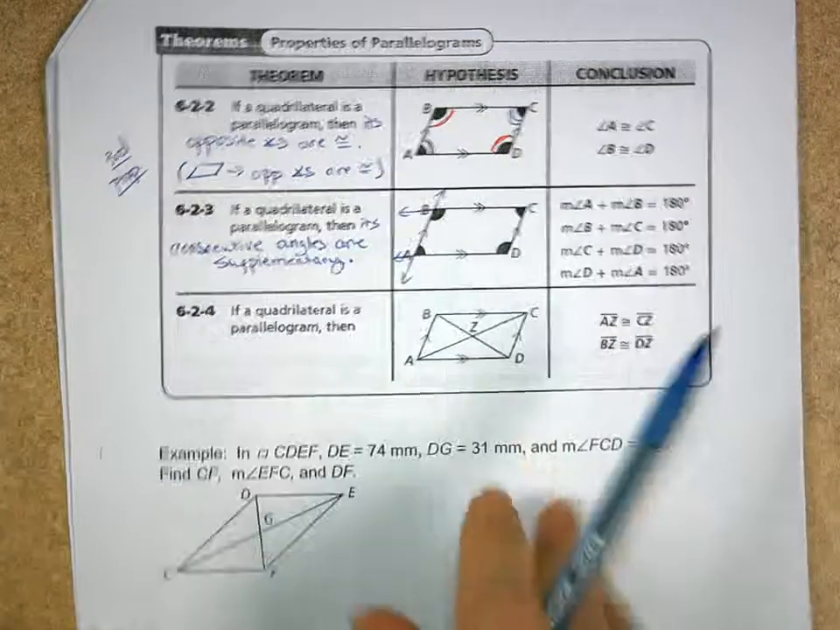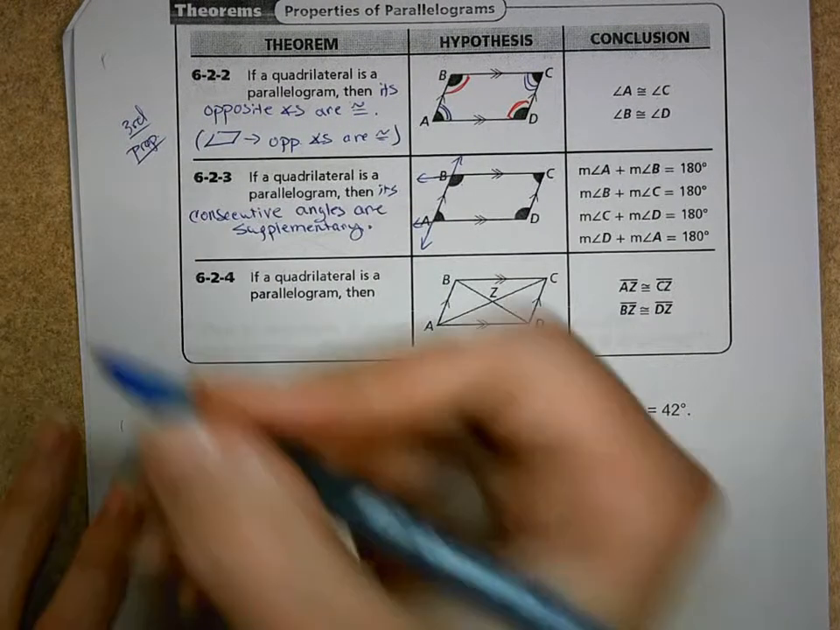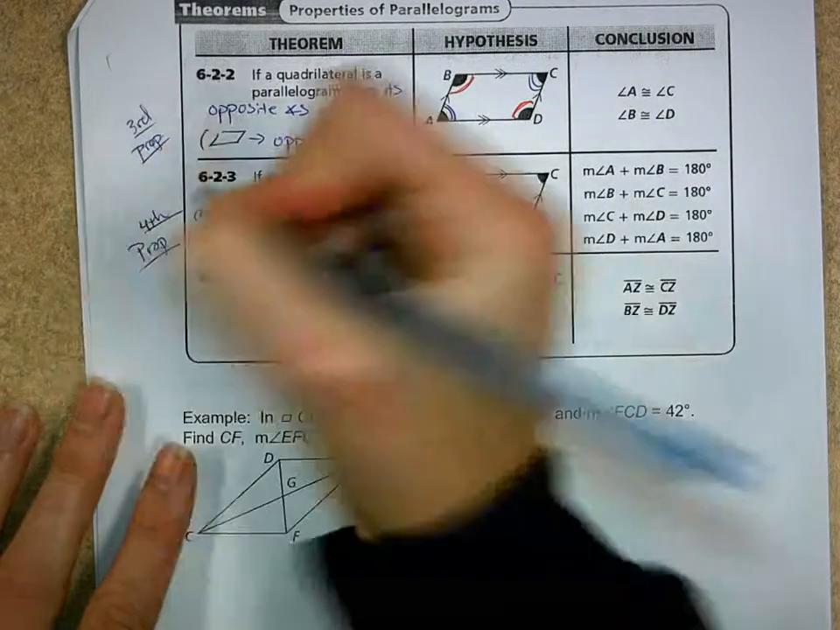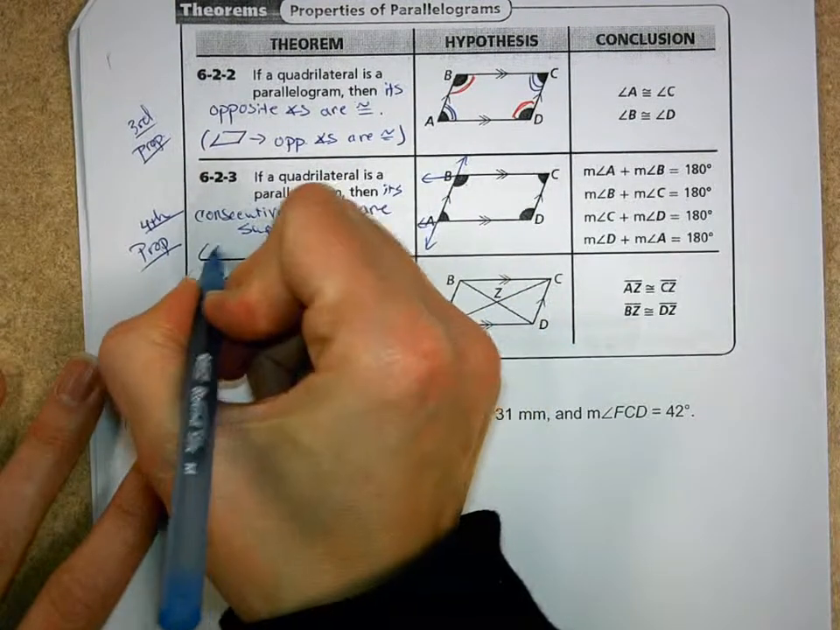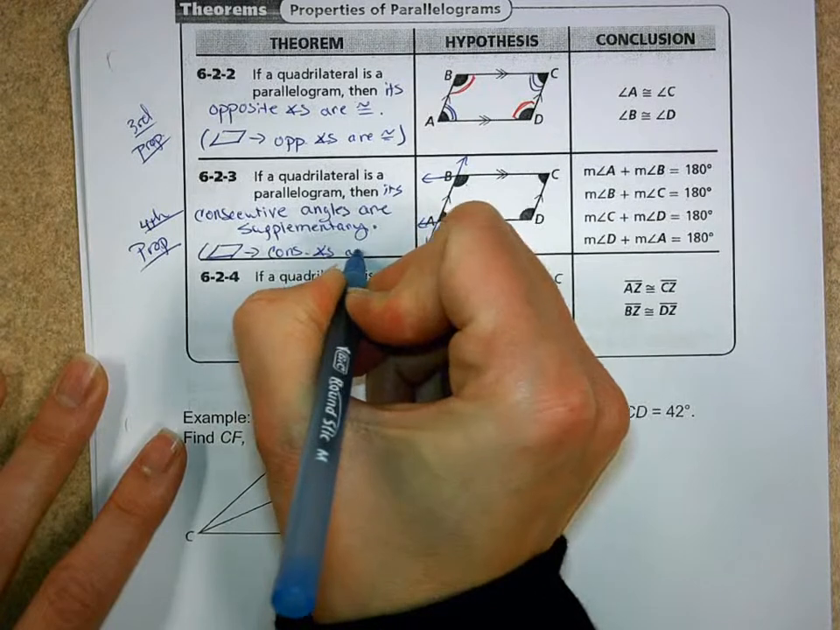So that's using those. And I could turn it around doing the same thing over and over again. So the consecutive angles, which means one right after each other, are supplementary. That's your fourth property. So make sure we know that one. And I'd even sit there and say, if parallelogram, consecutive angles are supplementary.